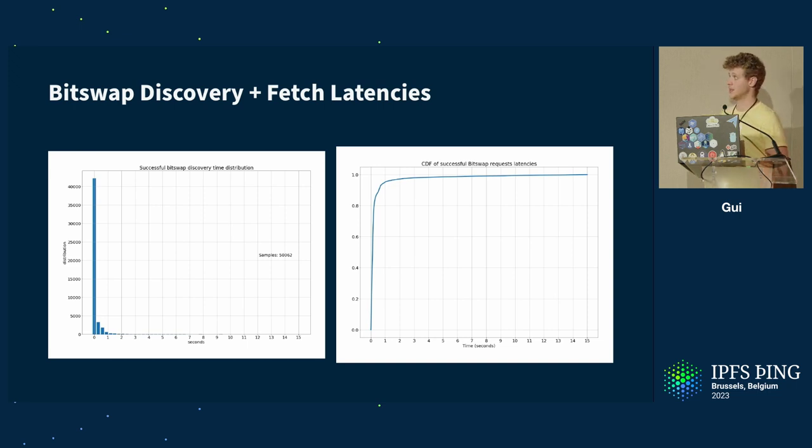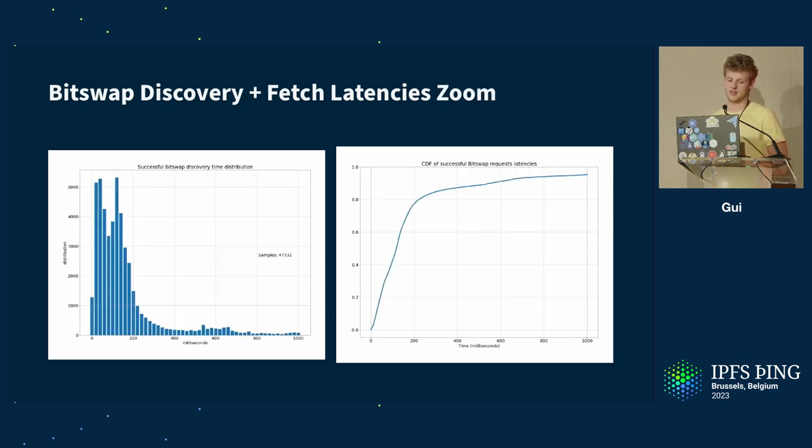So now to latencies. That's only for successful Bitswap discoveries. We can see that the majority of the requests will succeed within 1 second, if it is successful at all. However, we can see that some of the requests will succeed up to 15 seconds, because that was the given time. So sometimes you're requesting some content and Bitswap will eventually get it after some seconds. But in most of the cases, you get it under a second.